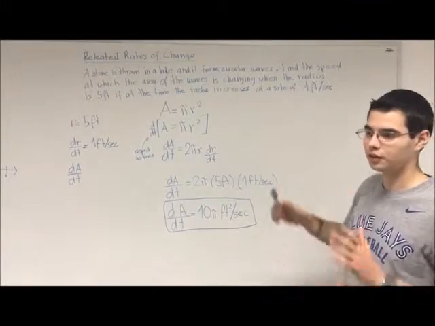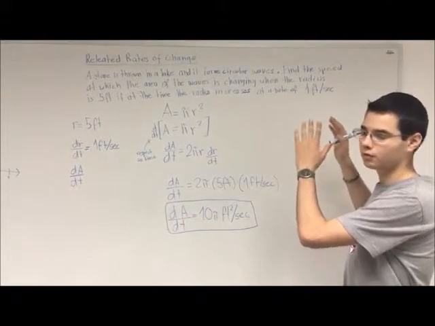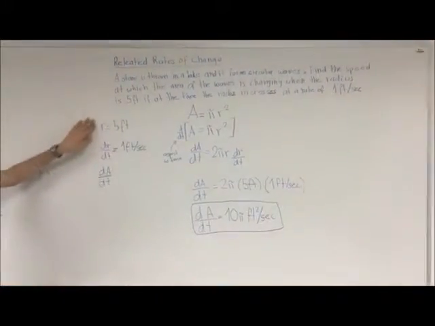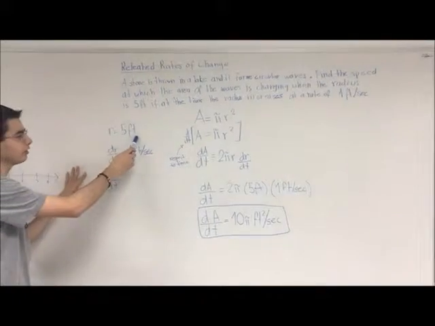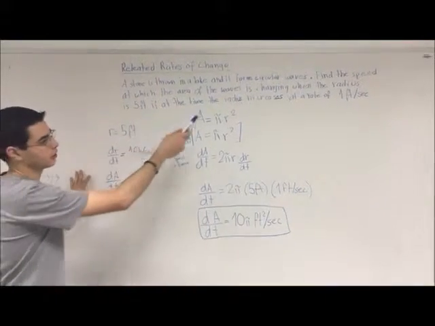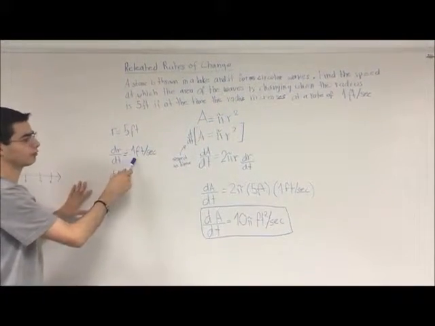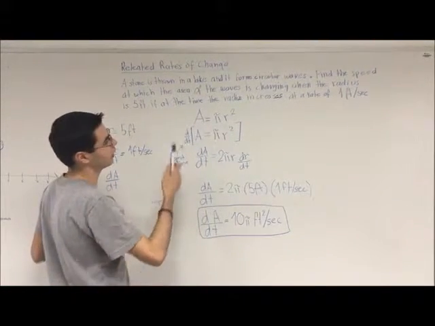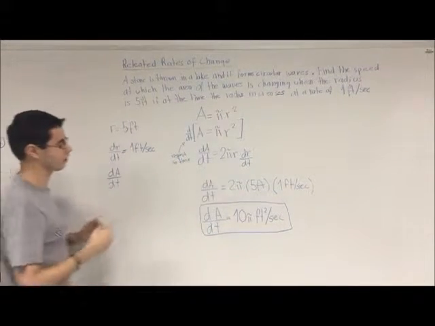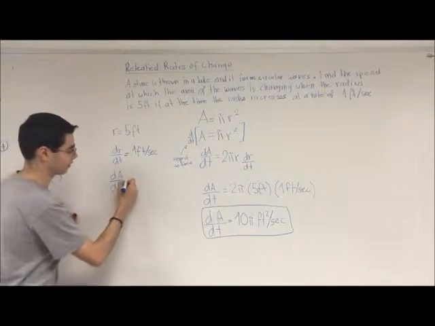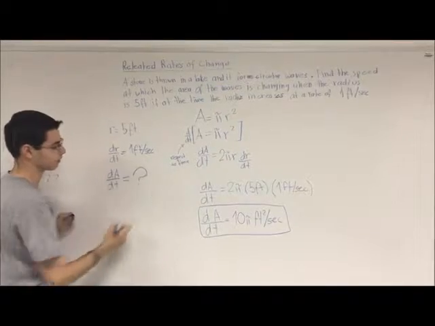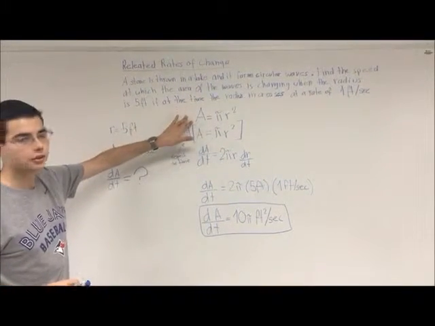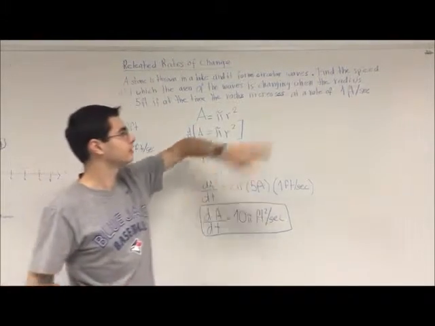So first we have to take our numbers out from the word problem, from the sentence, and we plot them here. We have a radius of 5 feet, a rate of change of the radius of 1 foot per second, and they're telling us to find the rate at which the area of the circular waves is changing. So we need to find this. So what we do is we get the area of a circle, because they are telling us there is a circular wave.